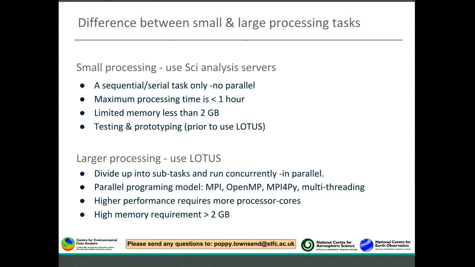Now, moving to the second type of problem size, when it's larger processing. So we advise that you use LOTUS if your large task can be divided up into subtasks and you can run those concurrently, efficiently in parallel, so you speed up. And also if you're using some parallel programming model like MPI, or message passing interface, or MPI for Python, or any multi-threaded job that needs more compute power, that should be run on LOTUS. And any high memory requirements for your job, you should use LOTUS.